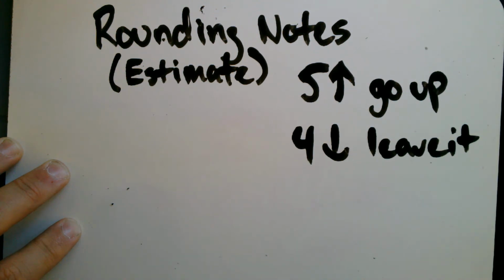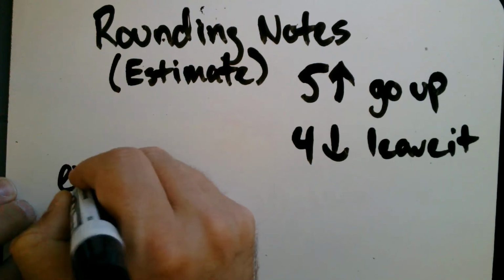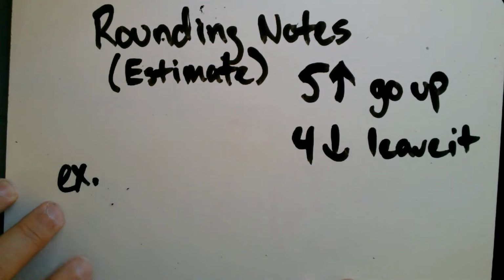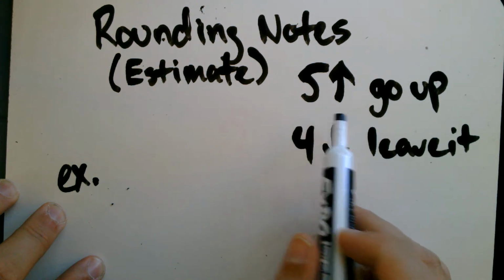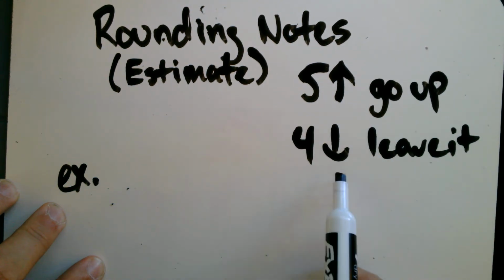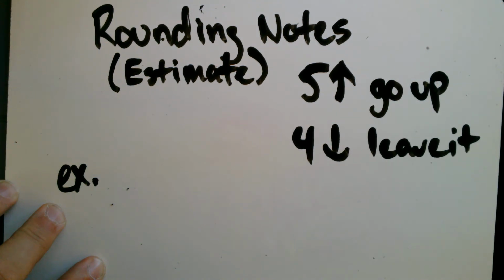But what number? What are we talking about here? So let's do a couple of examples. All right. Go ahead and write 5 or more, go up. 4 or less, leave it. Pause the video if you need to.